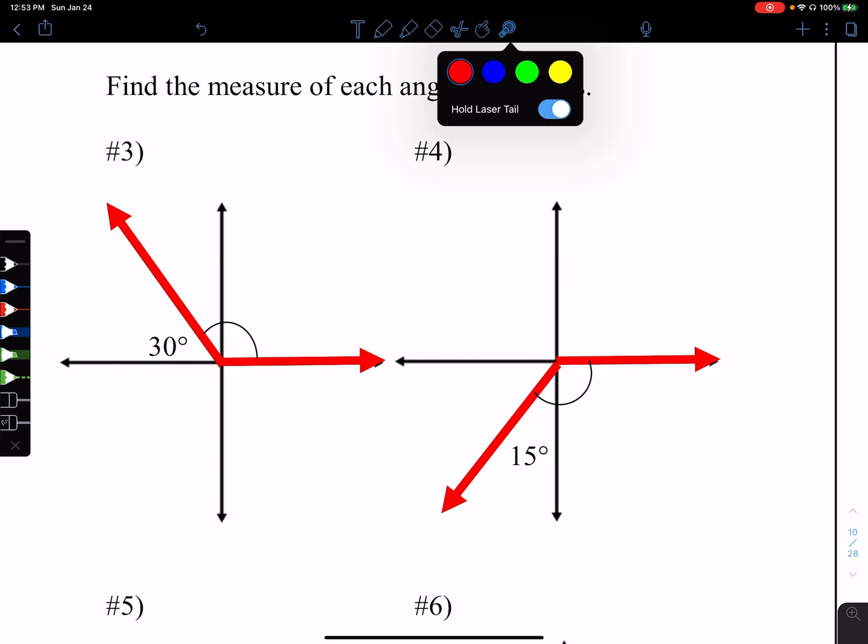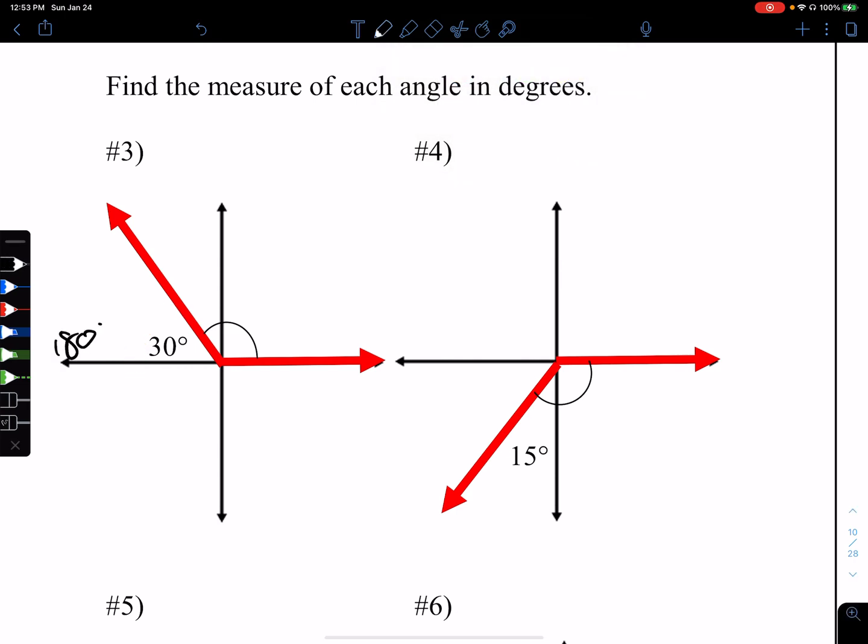Well, if we look at number 3, this angle here is 30. Now we know that it's 180 from here to here, and we are 30 degrees short of that 180. That makes this 150 degrees. Looking at number 4, this angle here is 15 degrees. This angle here is 90. So this together must be 90 plus 15, which is 105. And you've got to be careful. This angle in standard position goes in the negative direction. So that means this is 105 degrees negative style.